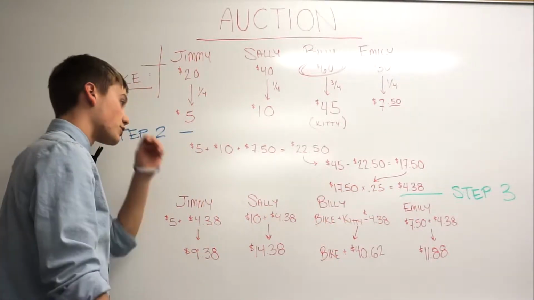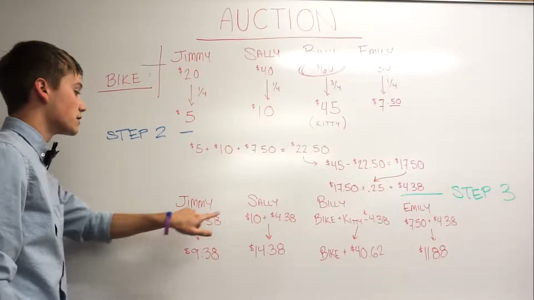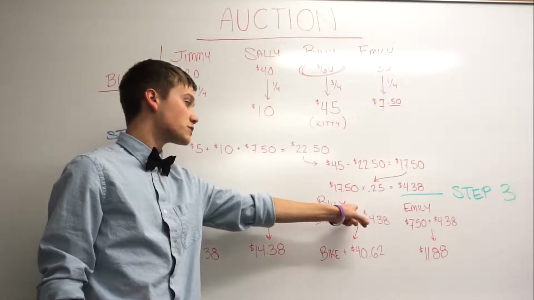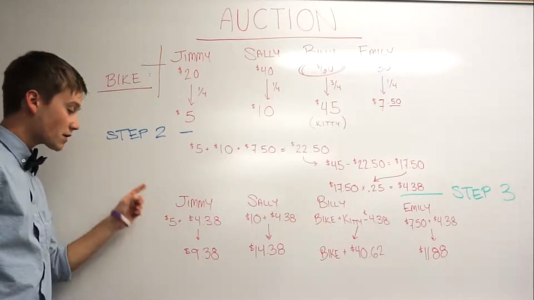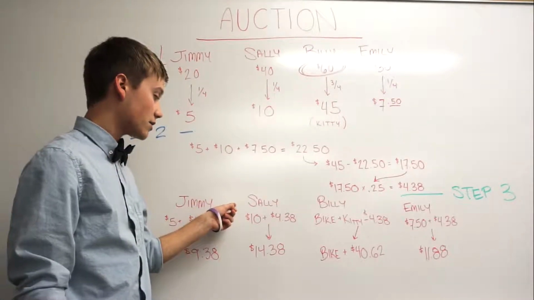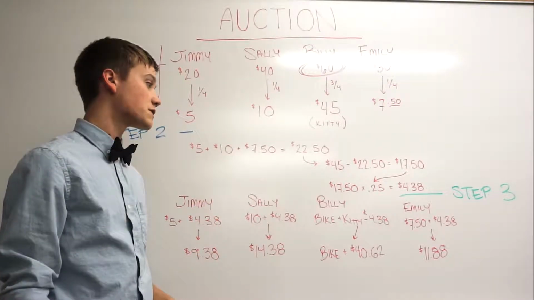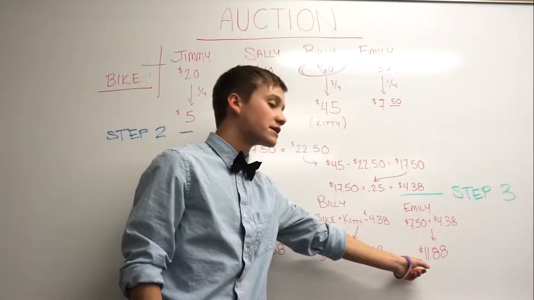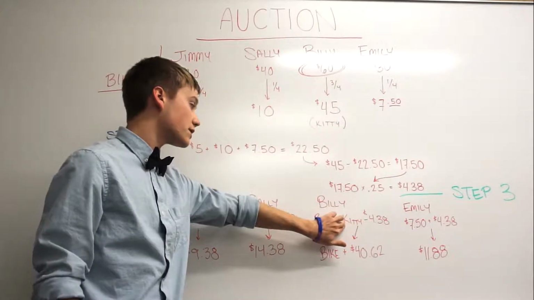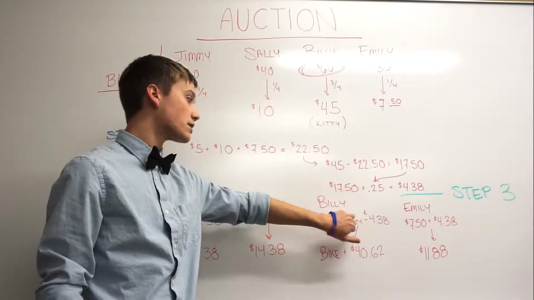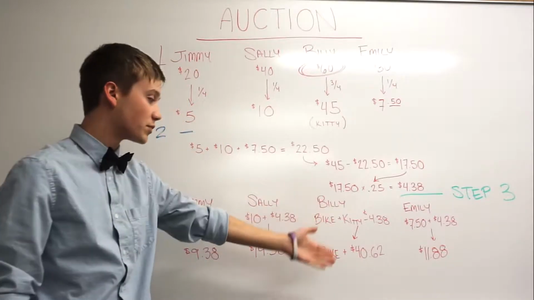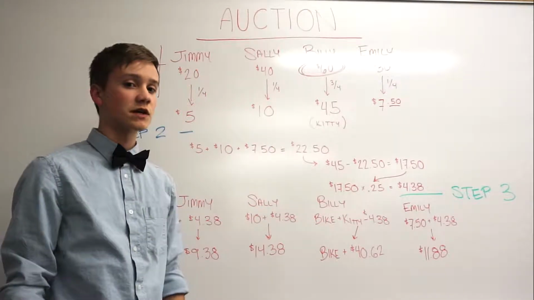What you do then with that $4.38 is that you add it to the people who didn't win the bike and subtract it from the person who did. So, for Jimmy, his final total will be $9.38. For Sally, it's $14.38. Emily is $11.88. And for Billy, because he won the bike, you take the kitty, subtract it from the $4.38 to get your grand total of the bike and $40.62.